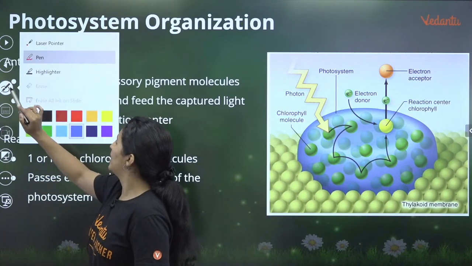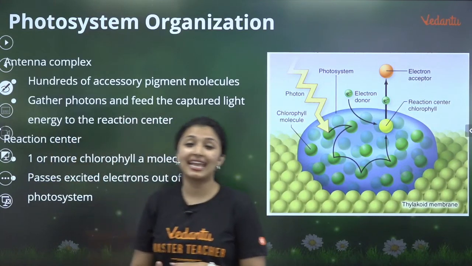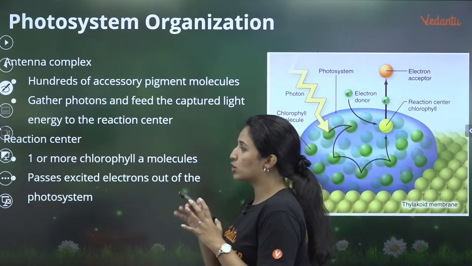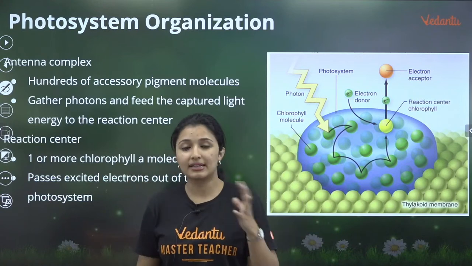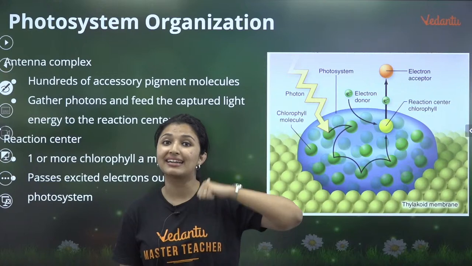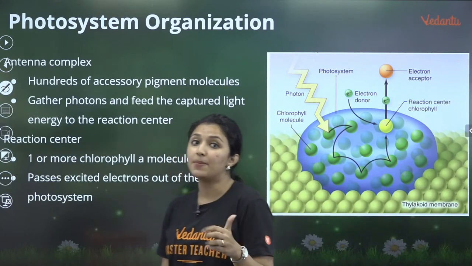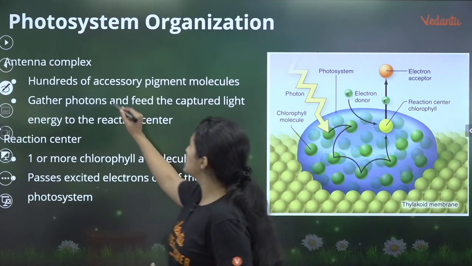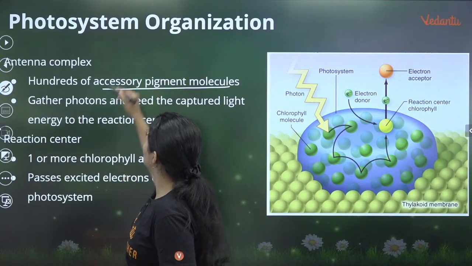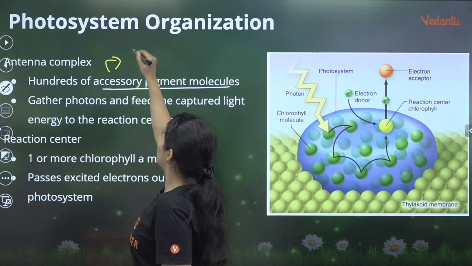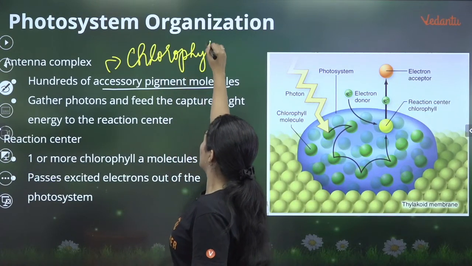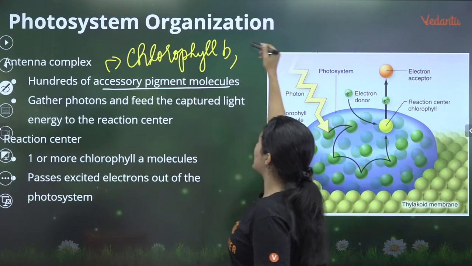We need to know what exactly we are talking about in the photosystem. So, let's see. Photosystem is actually a group that contains chlorophyll also. And along with chlorophyll, it contains the accessory pigments as well. Hundreds of accessory pigment molecules. What are the accessory pigment molecules? Chlorophyll B, and carotenoids.